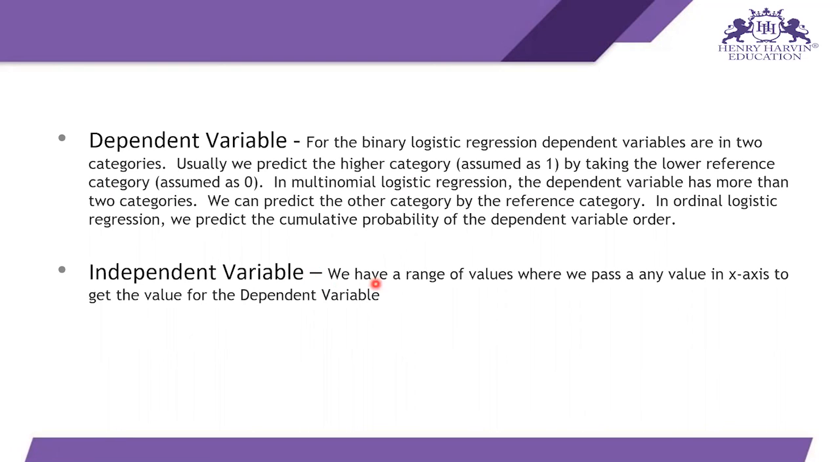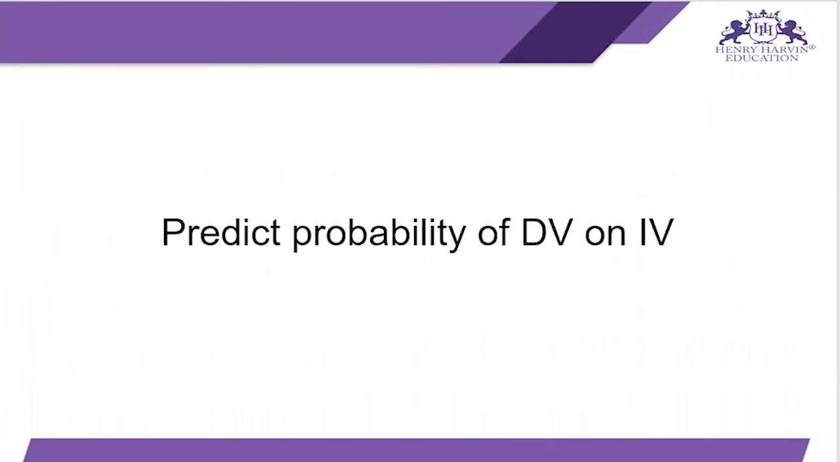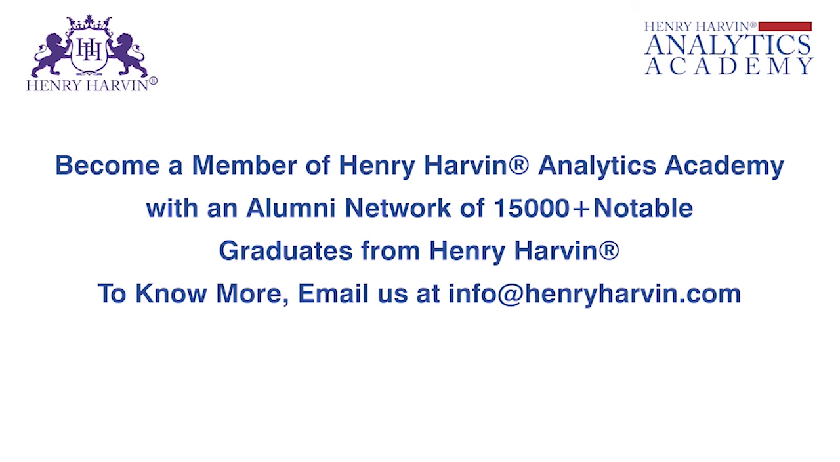For the independent variable, we have a range of values where we can pass any value from the x-axis to get the value of the dependent variable. So that's all for the theory session on predicting the probability of the dependent variable based on the independent variable.